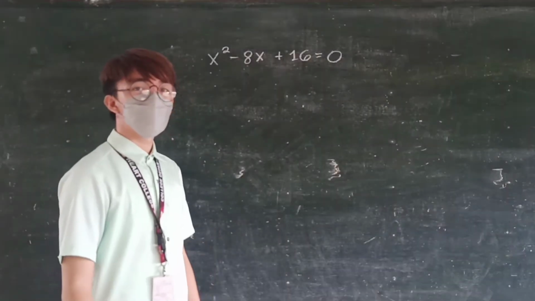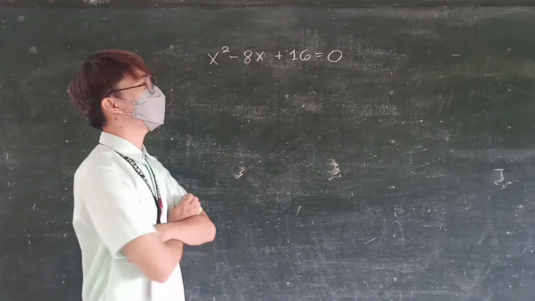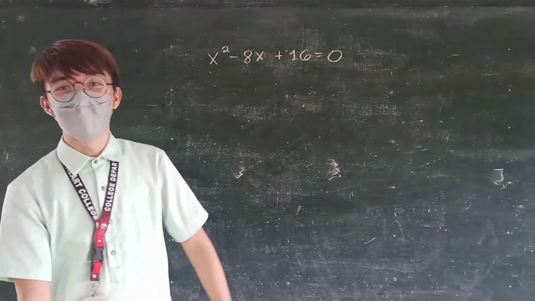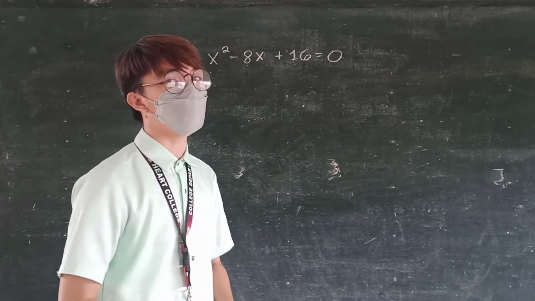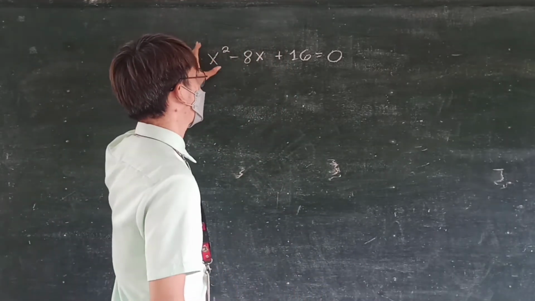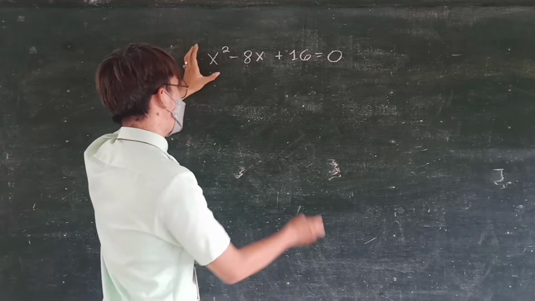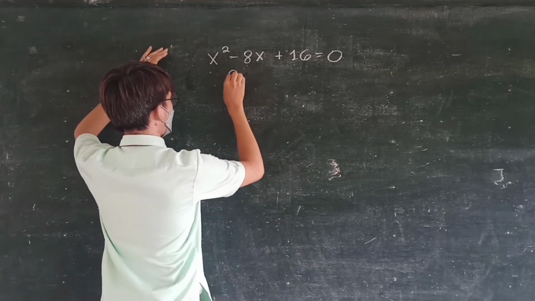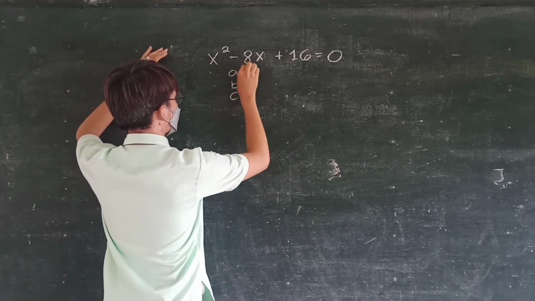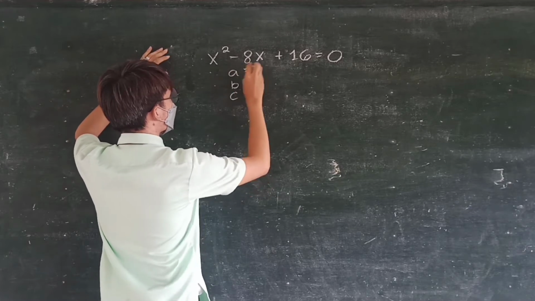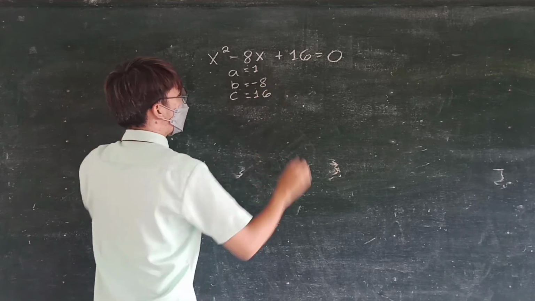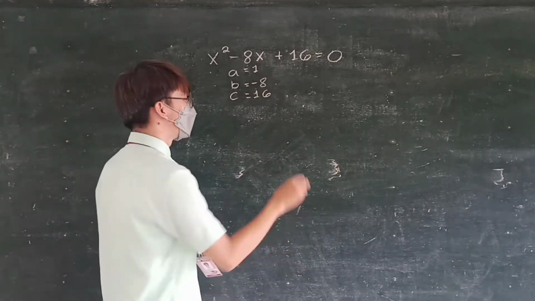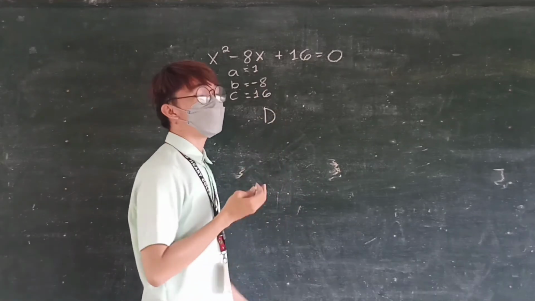We have x squared minus 8x plus 16 equals 0. So first, check if the equation given is already in its standard form. And yes, it is. Now, let's directly determine the values of a, b, and c. The value of a is 1, b is negative 8, and c is 16. Now it's time to look for the discriminant.